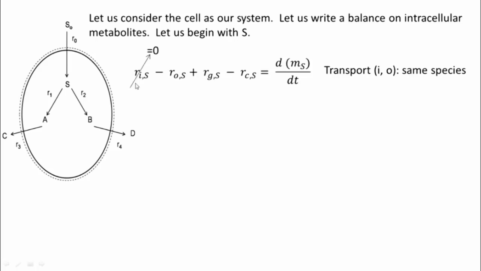So if you look at that, there is no input of S into the cell. There is no output of S from the cell. That's not going anywhere. Whereas there is definitely a rate of generation and a rate of consumption. The rate of generation is R0. The rate of consumption is through these two reactions, right? Therefore, minus of R1 plus R2, that becomes minus R1 minus R2, and that equals dS/dt.